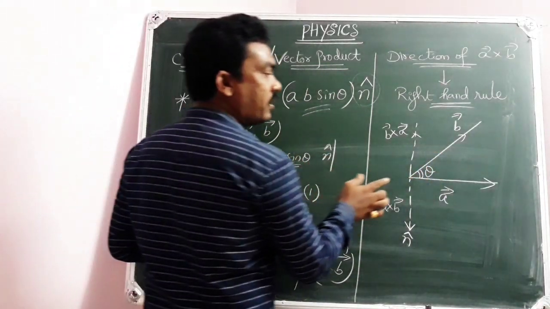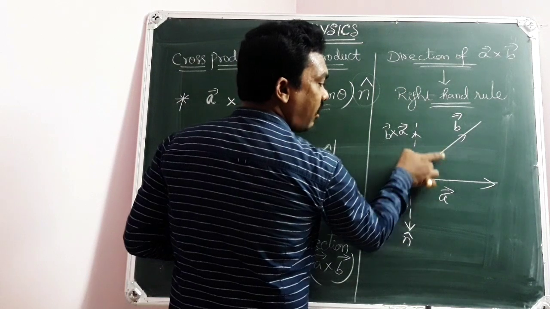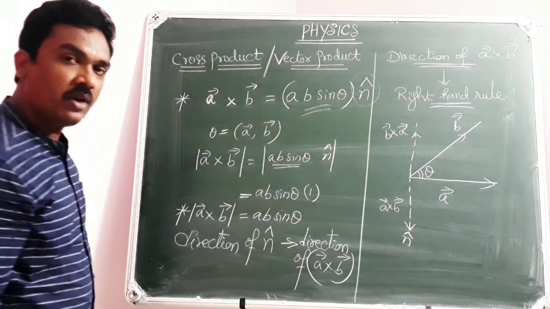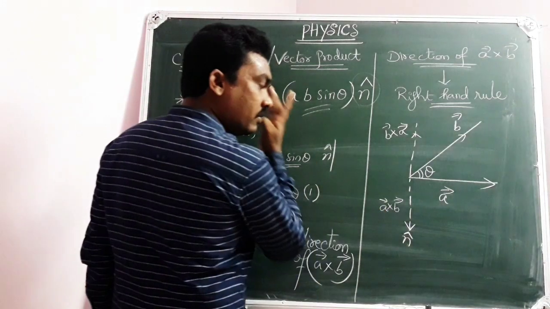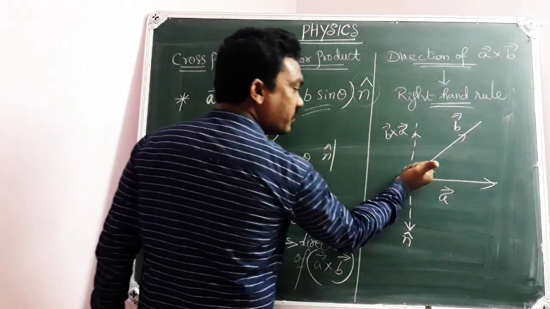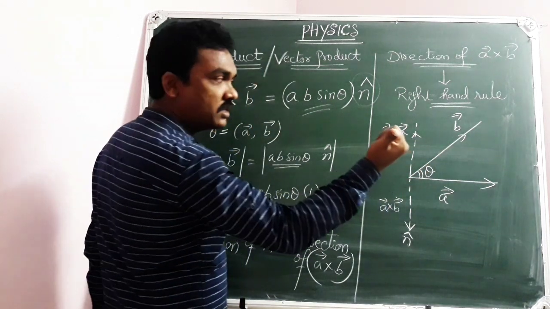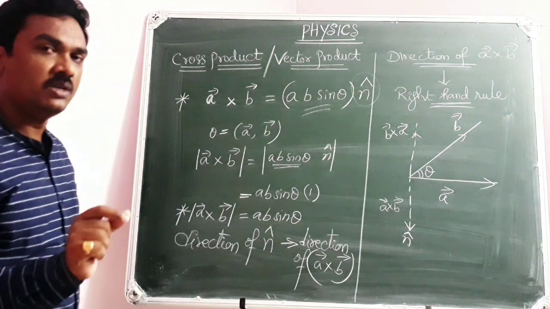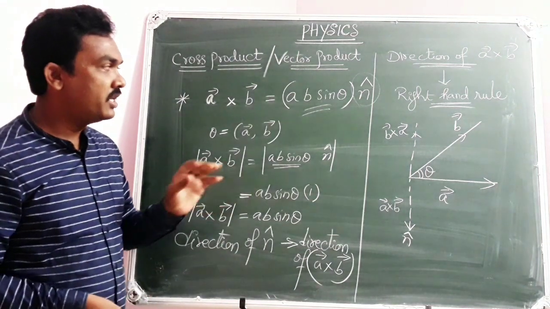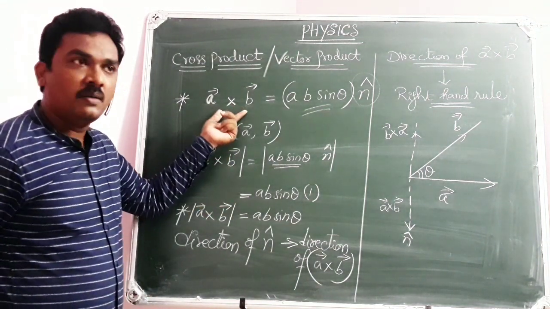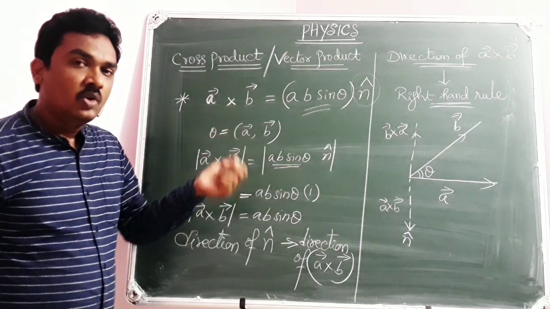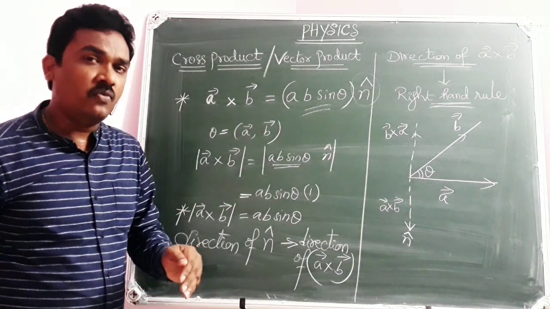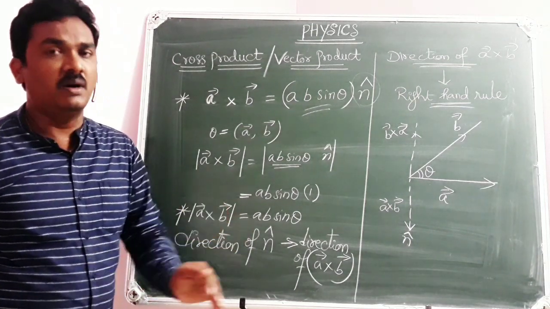Anything can be. That depends on the directions of A bar and B bar. But in this particular example, my A bar and B bar are in the plane of the board, so the direction of A bar cross B bar will be perpendicular to the plane of the board, outward. B bar cross A bar is perpendicular to the plane, inward. This is what you need to understand. So my conclusion here is, A bar cross B bar is a vector whose direction will be perpendicular to the plane of A bar and B bar.